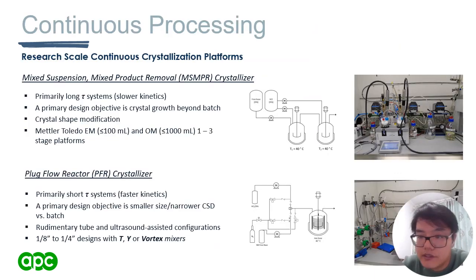We have two continuous platforms, including MSMPR and PFR. MSMPR is suitable for high-potency APIs with relatively slow kinetics. This platform is typically applied to deliver metastable form, to purge kinetic impurity, and to attempt modified crystal. PFR is suitable for high-potency APIs with fast kinetics. This platform is mainly used for delivering small particle size with narrow particle size distribution.